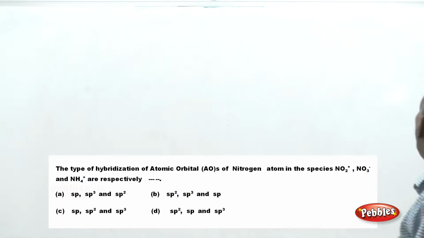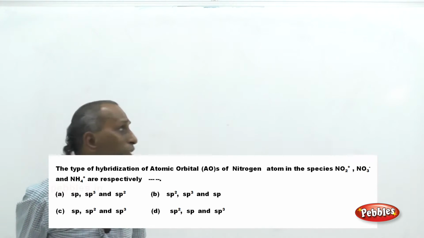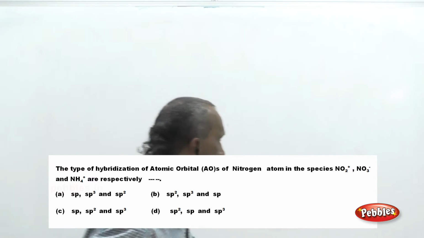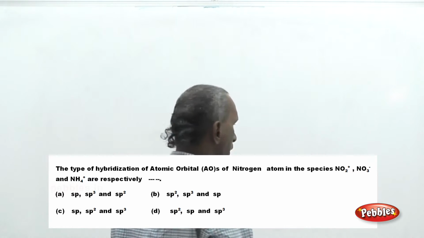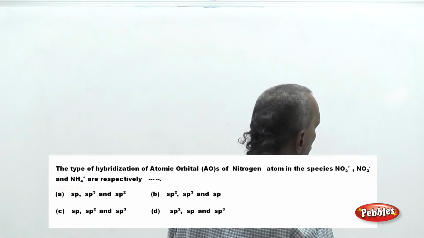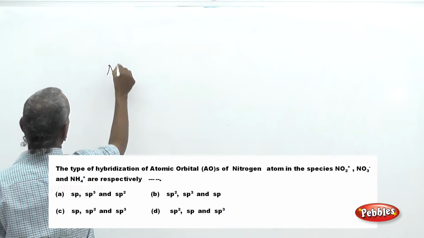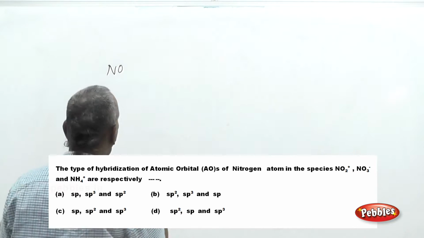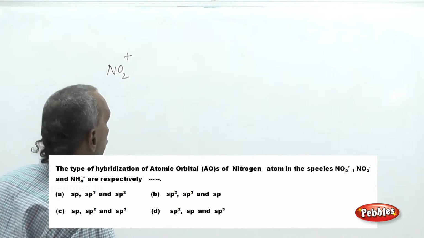Now the next question is based on hybridization and structure, chemical bonding and structure of molecules. The question is: what is the hybridization of atomic orbitals of nitrogen in the following species? They have given three species. NO2 plus, that is the nitronium cation.